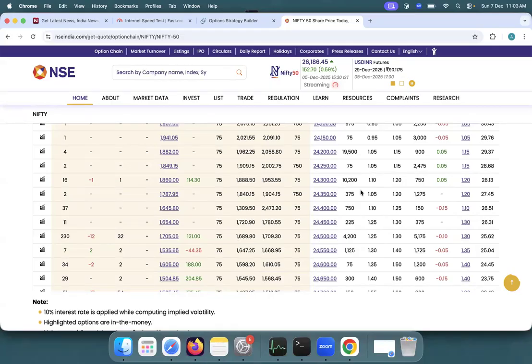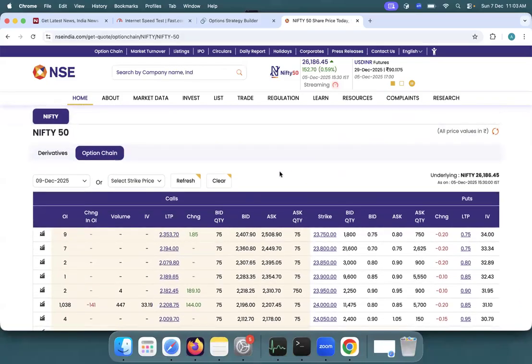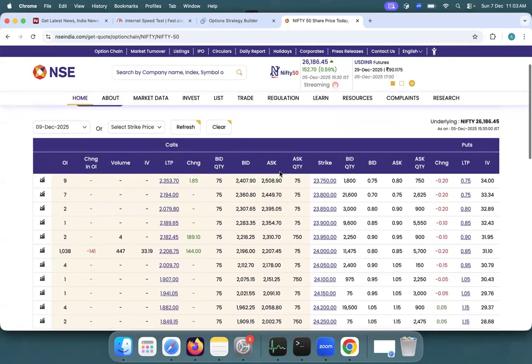I'll take the option chain as a reference. For those of you who don't know what an option chain is, basically for every FNO instrument, for every FNO stock or index, there's an option chain which tells you about what are the premiums available at every strike price. So let me go over every terminology one by one.